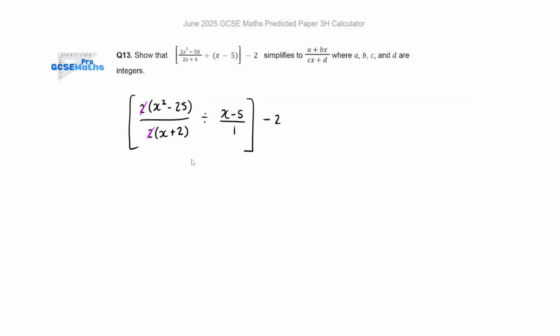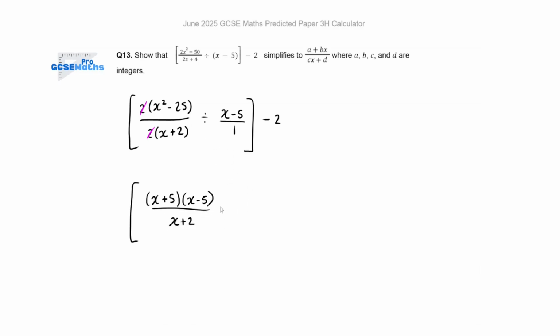Now, can I factorise this further? Actually, I can, because that is difference of 2 squares. It will pop up somewhere in your exam, so watch out for it. You've got x plus 5, x minus 5 over x plus 2 still.